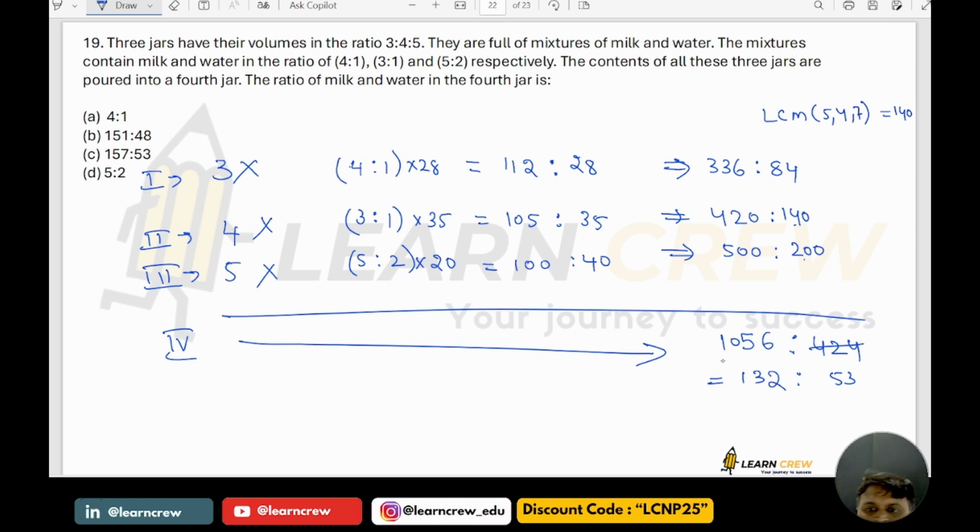132 is 2. Am I correct? Am I correct or not? Sorry, it is not 1056. 500, 920. 920 plus it is 1256. It is 1256. It is not 1056. It is 1256 means how much you are going to get?